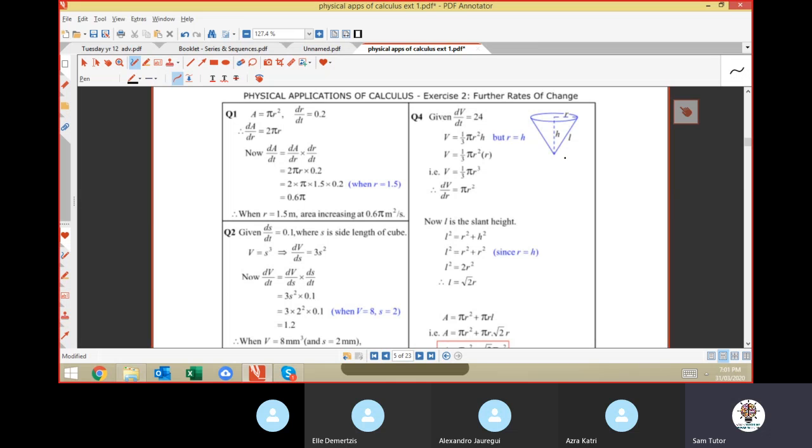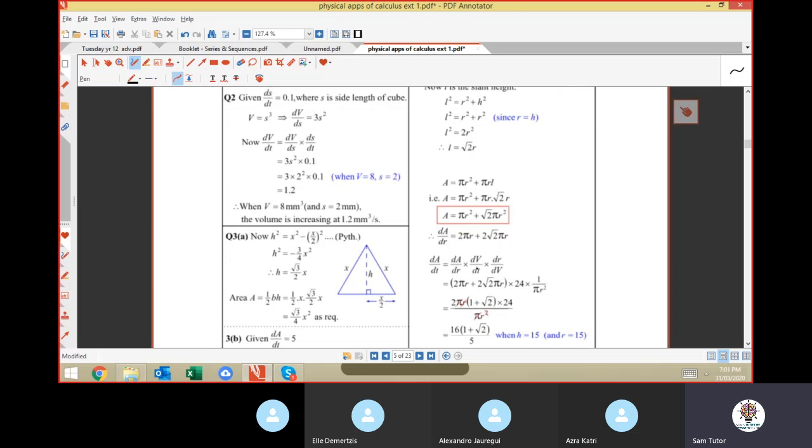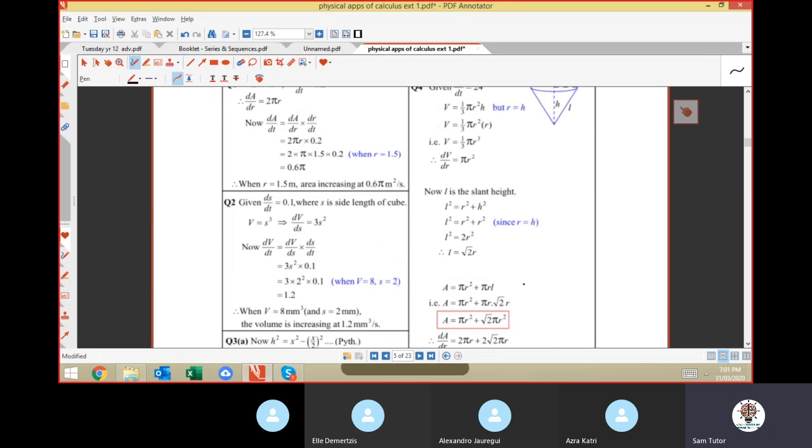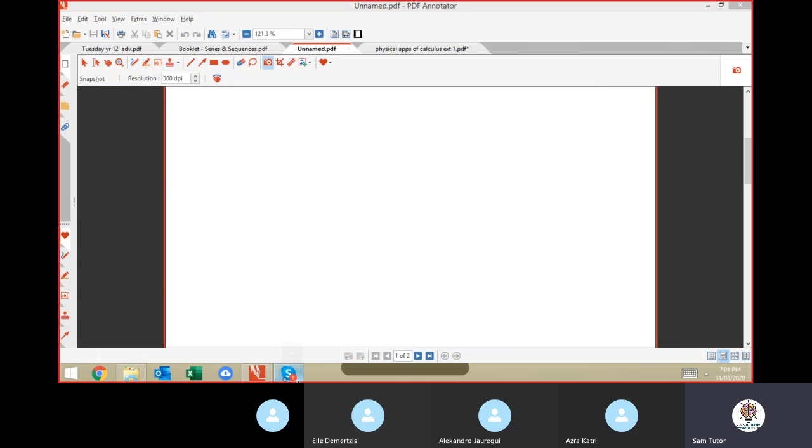So L squared is equal to R squared plus H squared. And then like I was saying, R is equal to H. So L is equal to root 2 R. And then you're meant to differentiate that. But that still happens, what I was just saying to you before: dA on dr times dr on dV. Okay, try that. I'll just check on the others.